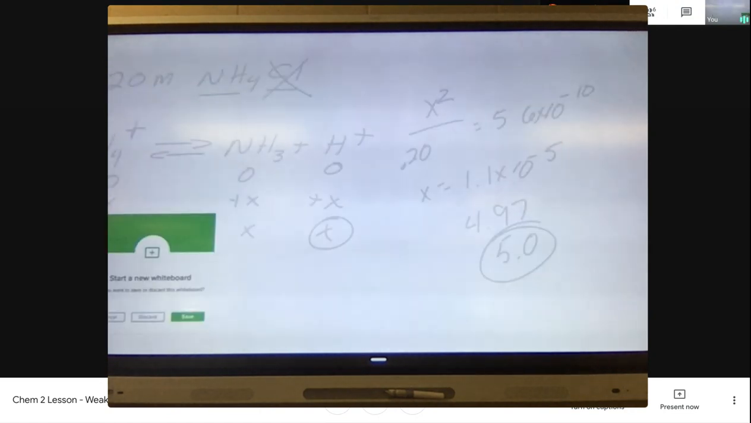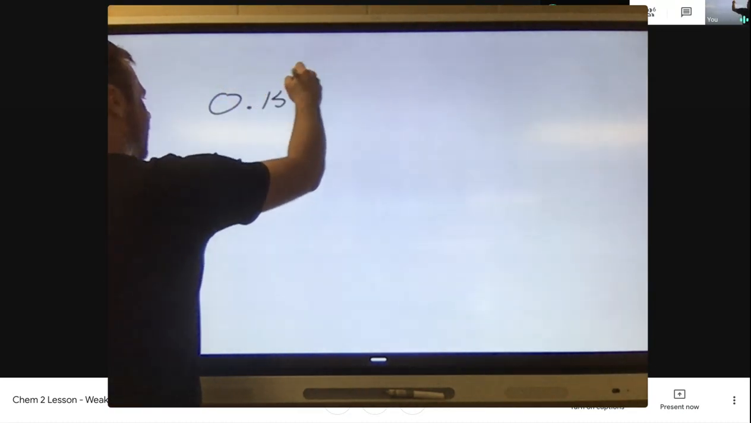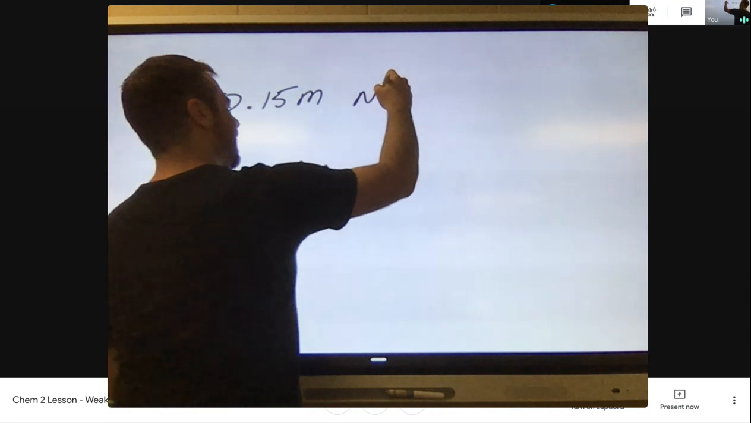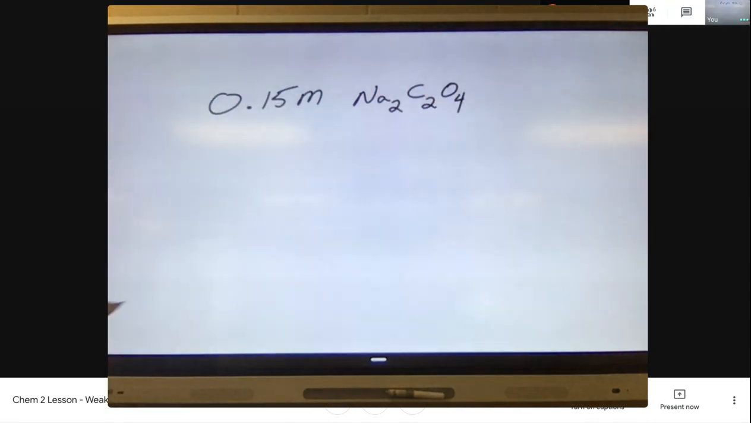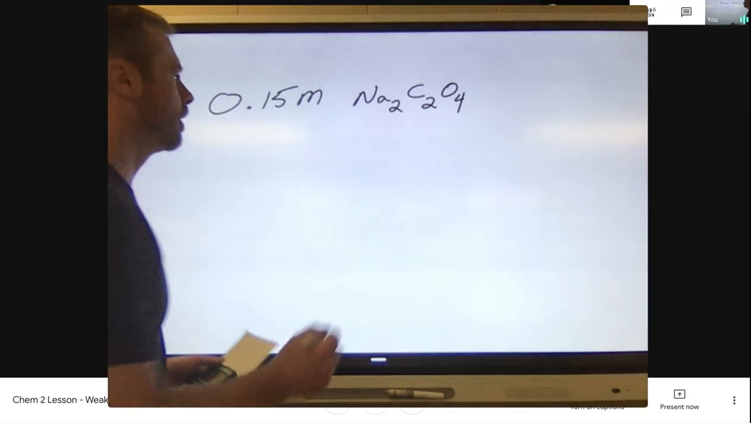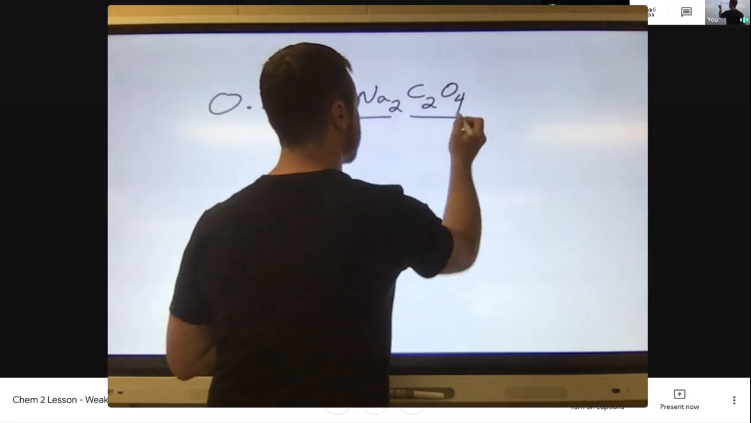Okay. So the next problem is going to be, once again, we'll just go through it kind of how we would, and then I'm going to give you some cheat codes, and then we'll be done. The next problem is 0.15 molar Na2C2O4.